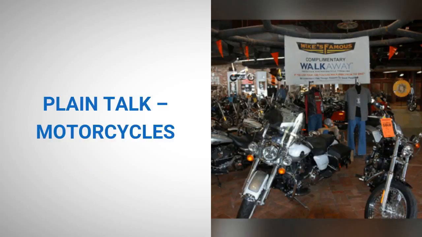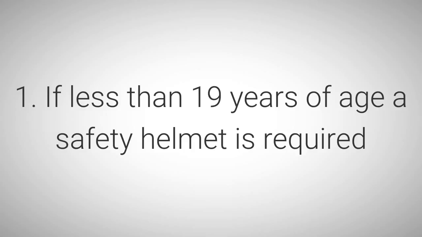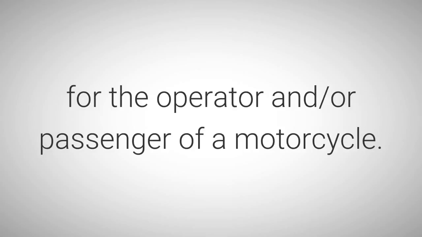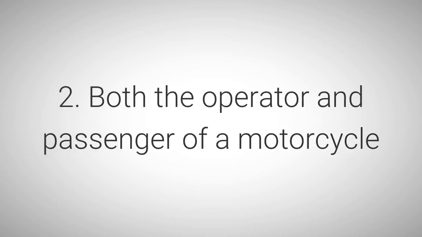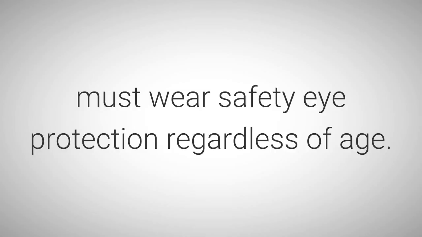Plain talk. Motorcycles. 1. If less than 19 years of age, a safety helmet is required for the operator and/or passenger of a motorcycle. 2. Both the operator and passenger of a motorcycle must wear safety eye protection regardless of age.